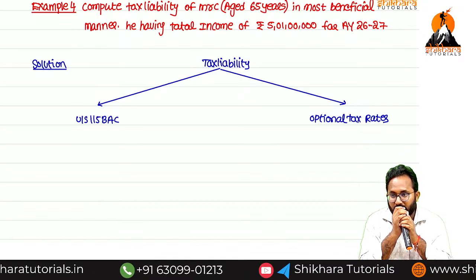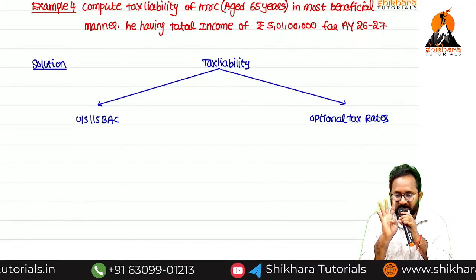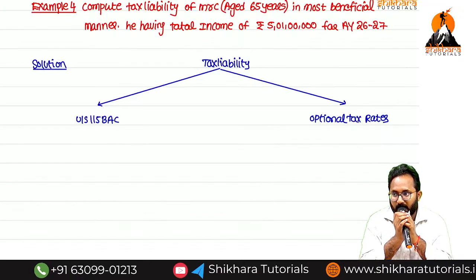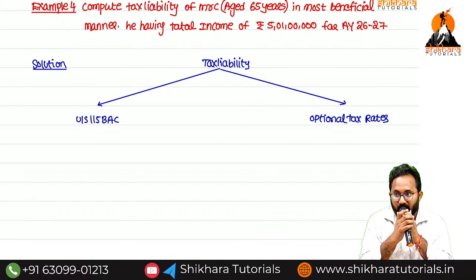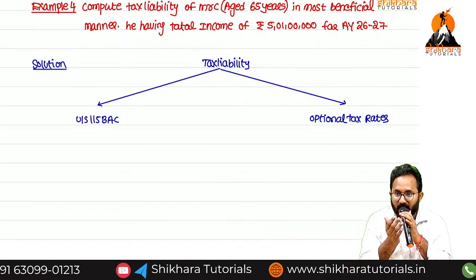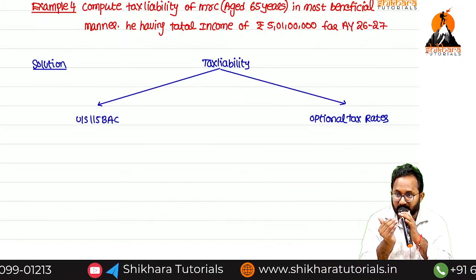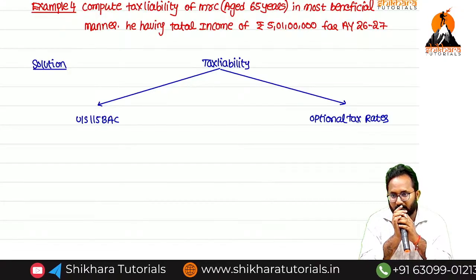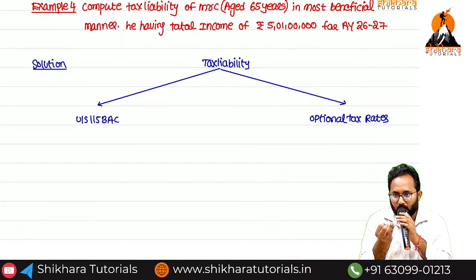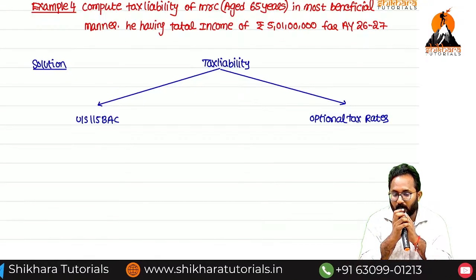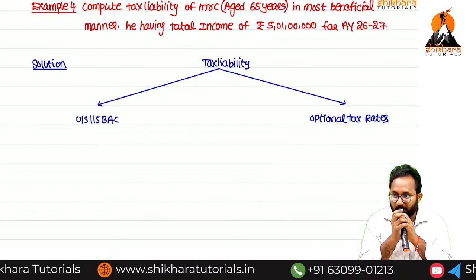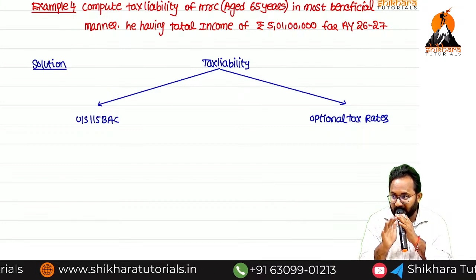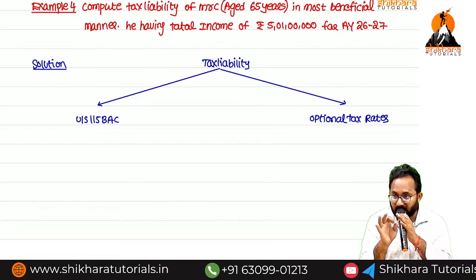Under 115 BAC, 50 lakh is a basic limit for surcharge. 1 crore, 2 crore are only basic limits. Under 115 BAC, 5 crore is not a basic limit for surcharge. So that's why no need to apply the marginal relief concept in 115 BAC. What are the basic limits for surcharge, ma? 50 lakh, 1 crore, 2 crore. But in the question, total income is 5 crore 1 lakh. So that is not a basic limit under 115 BAC. We are required to calculate tax liability directly, no marginal relief.